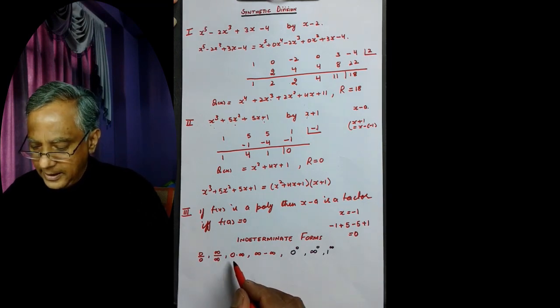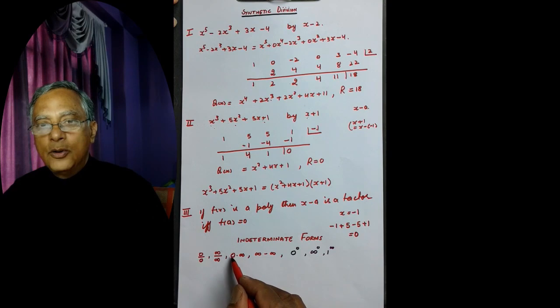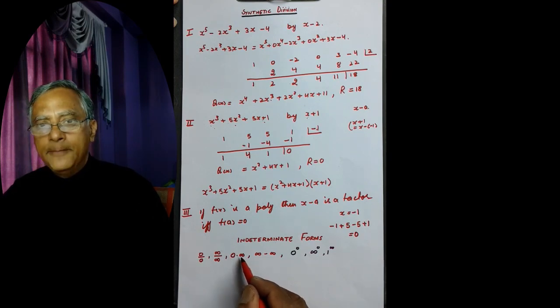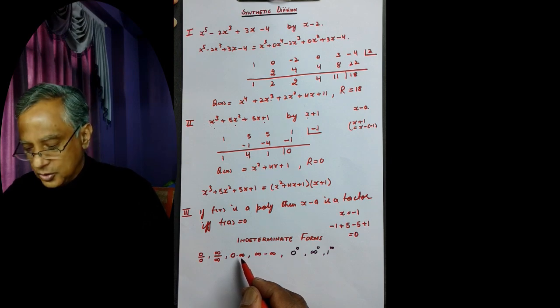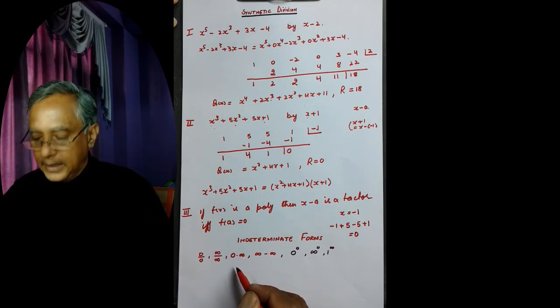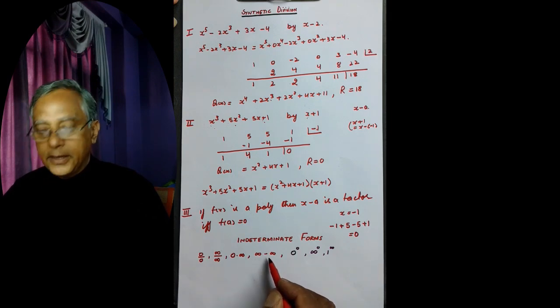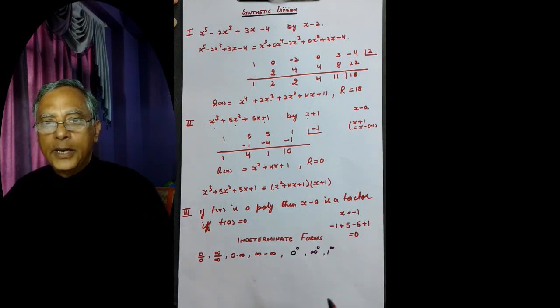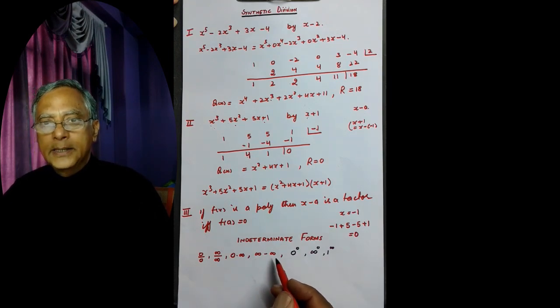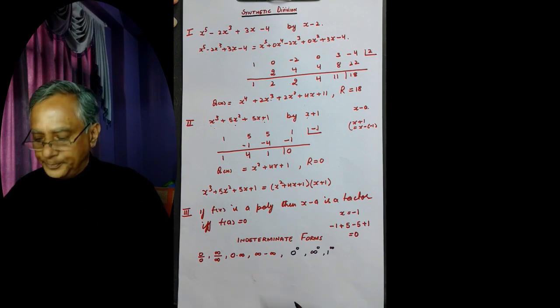And similarly, anything multiplied by 0 is 0, and anything multiplied by infinity is infinity. So we cannot say what the answer will be. And infinity minus infinity: now infinity plus 100 is infinity. Infinity plus 200 is infinity. So what will the answer be? Infinity minus infinity, what will be the answer?